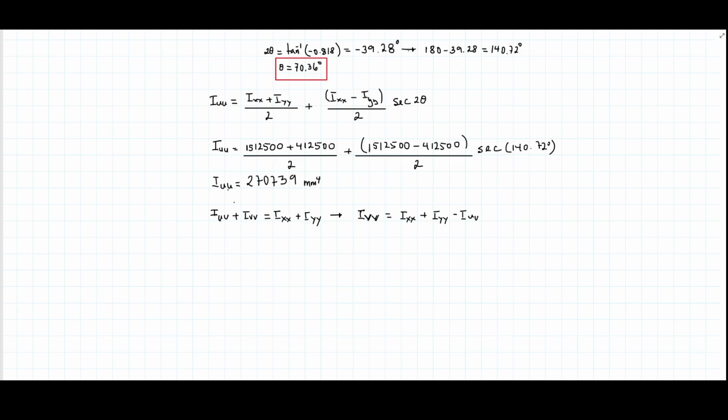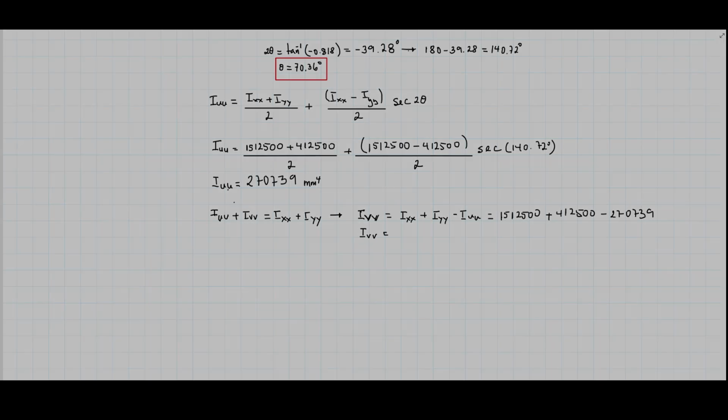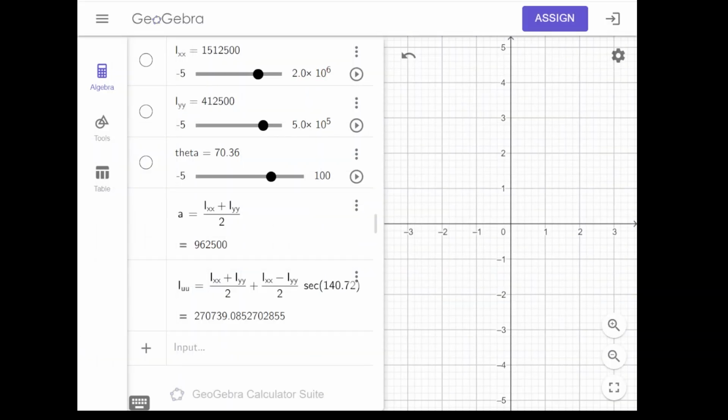Keep writing the w. Okay. So this is equal to what? Well, let's write them down. So it's 1512500 plus 412500 minus 270739. And all of that is going to be in millimeters to the power of 4. Let's go to GeoGebra to make this calculation here.